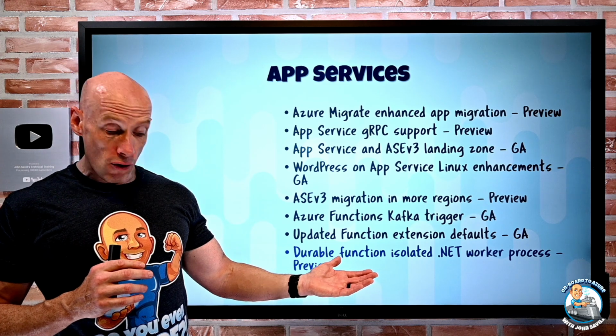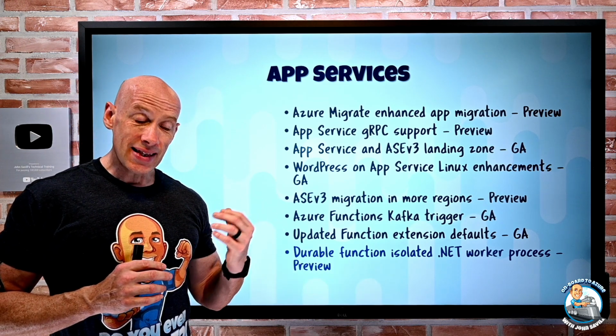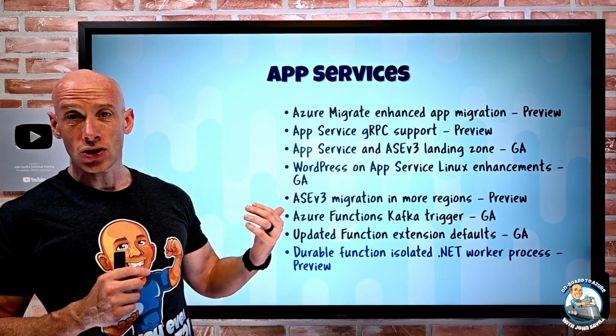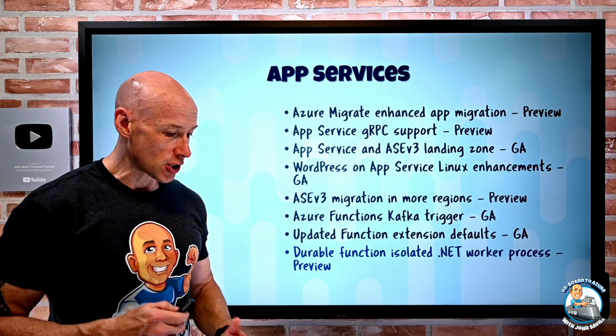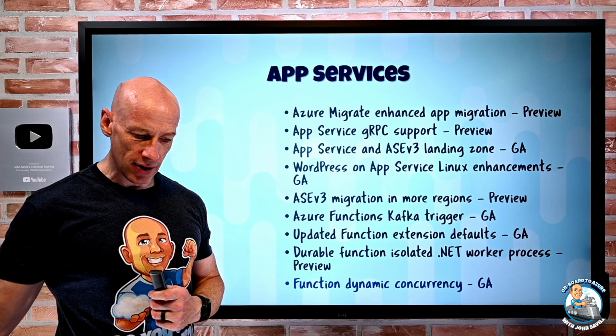Azure Functions v4 isolated can also target .NET Framework 4.8 in preview. And the durable functions can also support managed identity for connection to Azure Storage. So a whole bunch of enhancements around that. And then function dynamic concurrency.